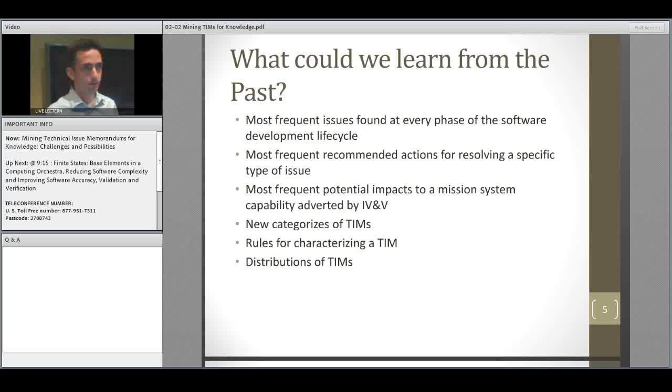An example would be using one of our textual fields of a TIM, which is what the impact is of an issue. If we pair that with the severity, we could build a rule for what is the proper severity level for a given impact statement.